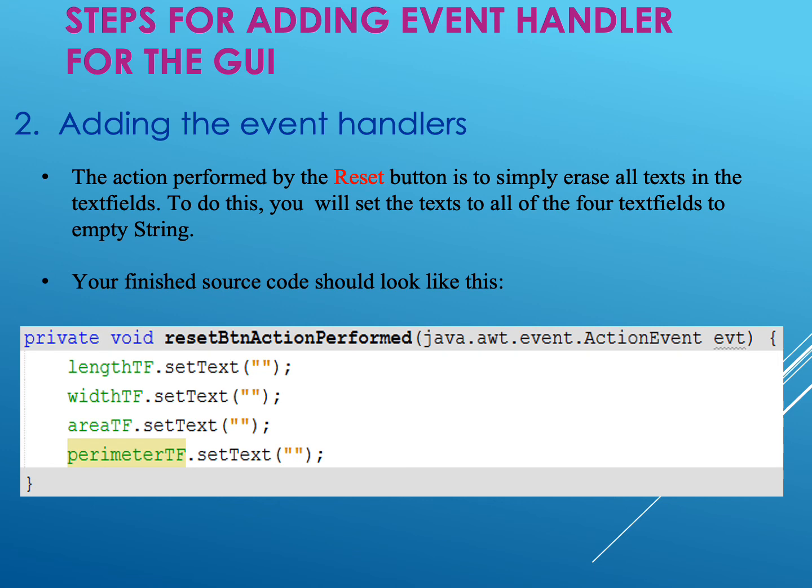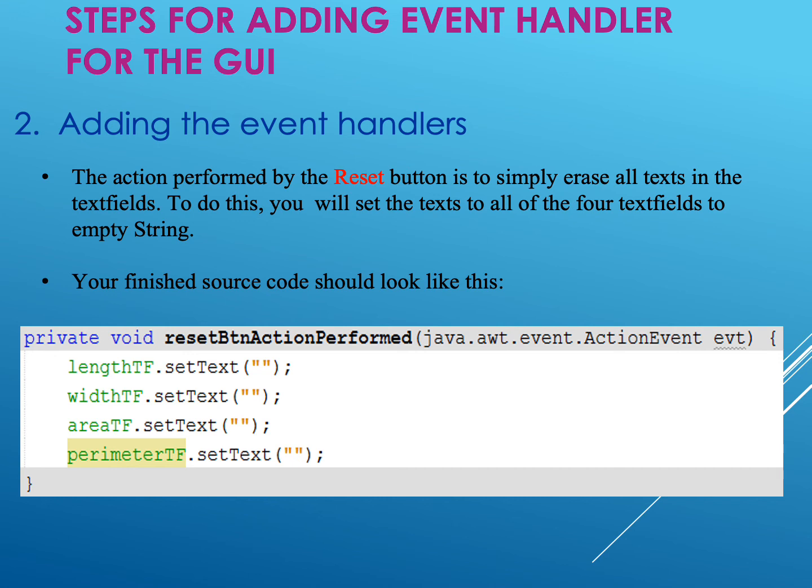Your finished source code should look like this. So you have length_tf.setText empty string, width_tf.setText empty string, area_tf.setText empty string, and parameter_tf.setText empty string. If you want your text field to display some kind of default value, you can write it there.